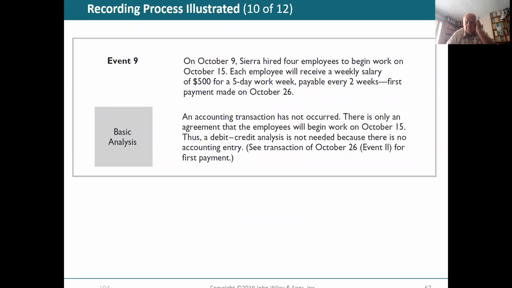Whoa, Sierra hired 4 employees to begin work. They're going to make 500 a week. There's no transaction here. That's just behind the scenes work. Accounting may not even know about this hiring until the person comes in the first day of work and fills out her tax forms.